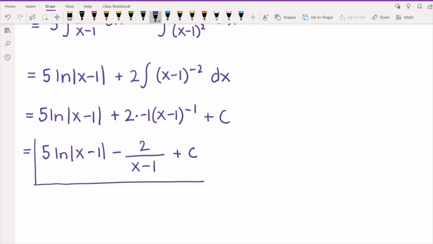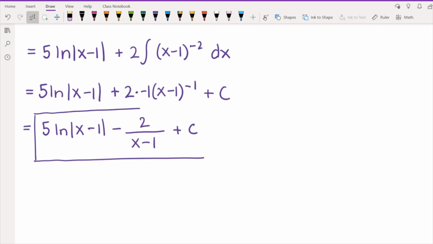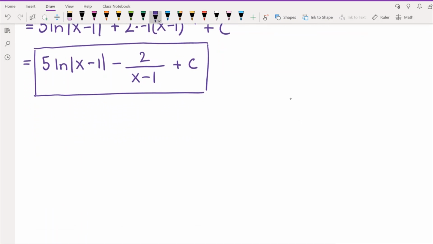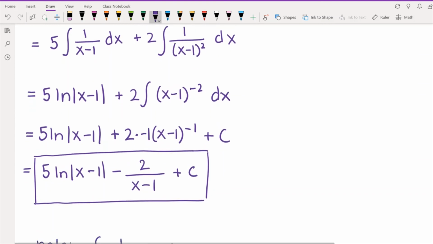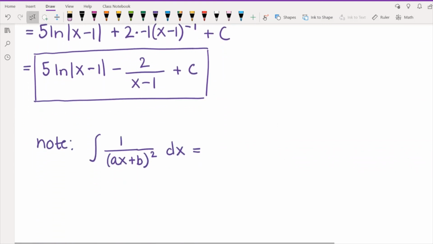So that's one other kind of antiderivative that you'll see coming up a lot with these types of problems that you should probably be aware of. So anytime you're taking the antiderivative of 1 over, again for generality, let's say ax plus b squared, what's that going to be? Well, we saw the case where a was 1, right? We saw the case where it was just x minus 1 squared in the denominator.